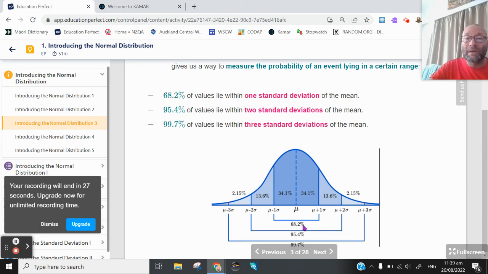You want to have this committed to memory, that the probability of being within 1 standard deviation above the mean is 34.1%. The probability of being within 1 standard deviation below the mean is 34.1%. Okay, please add these to your notes.